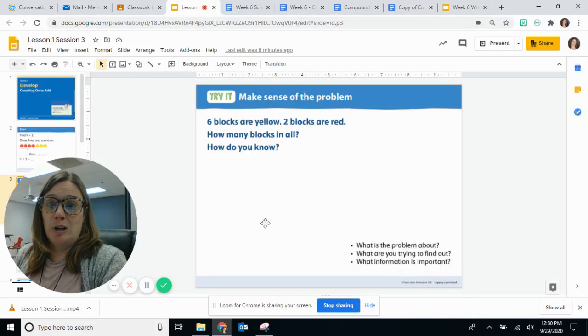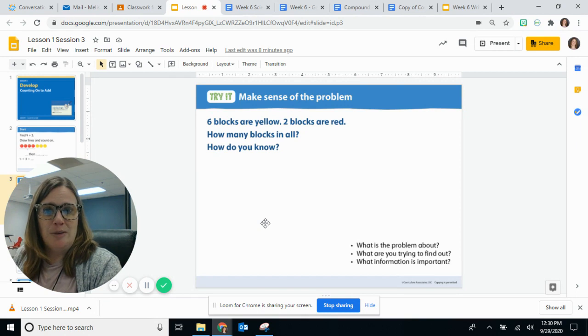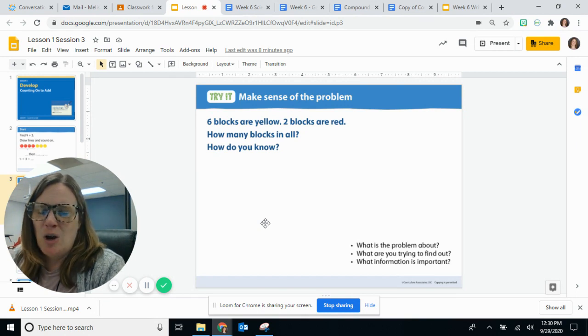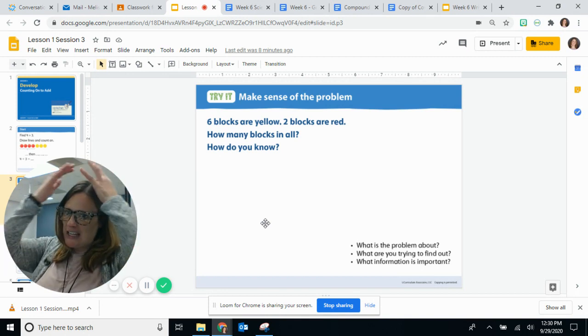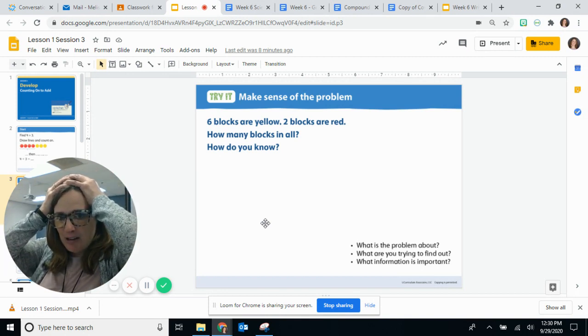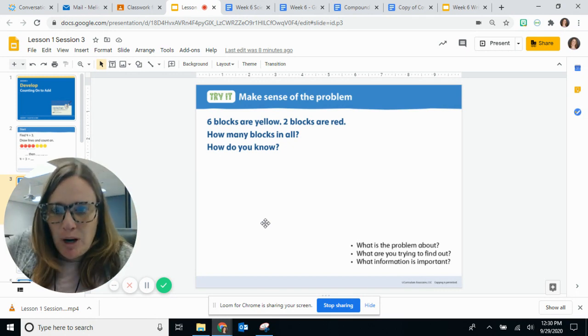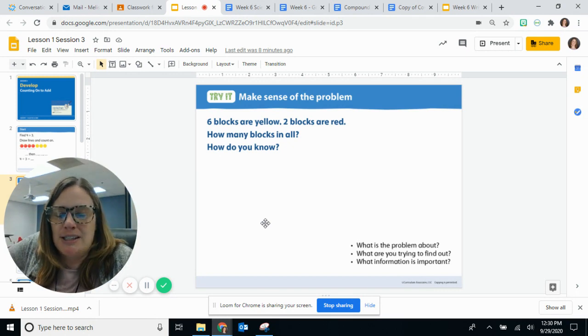Oh, it's a word problem. You guys had these yesterday and you did just fine. 6 blocks are yellow. 2 blocks are red. How many blocks in all? Oh, but then they add a question. How do you know? So we got to do some thinking today. Put on those thinking caps. Here we go. Okay, what is this problem about? Blocks. And we're trying to figure out how many, right?